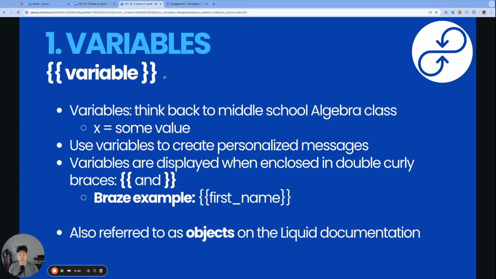So what exactly is a variable? Think back to your middle school algebra class where x equaled some value. It's a very similar concept. A liquid variable is assigned a certain value, and we can use that variable to create personalized messages. A variable is always surrounded by curly brackets, two left curly brackets and two right curly brackets. So whenever you see curly brackets, you can expect that variable's value to be rendered in our messages.